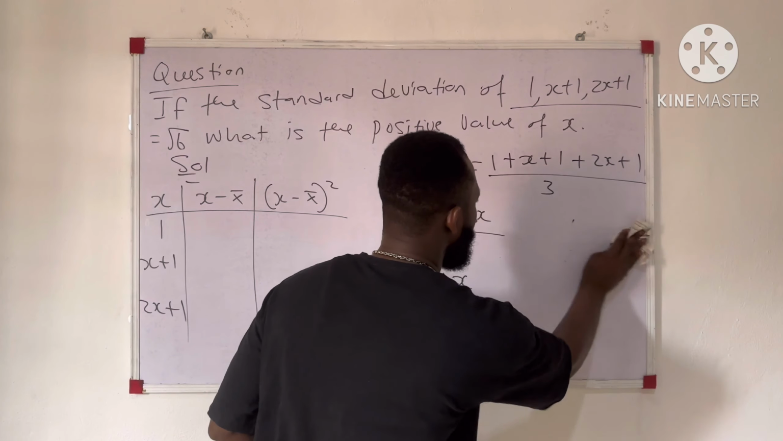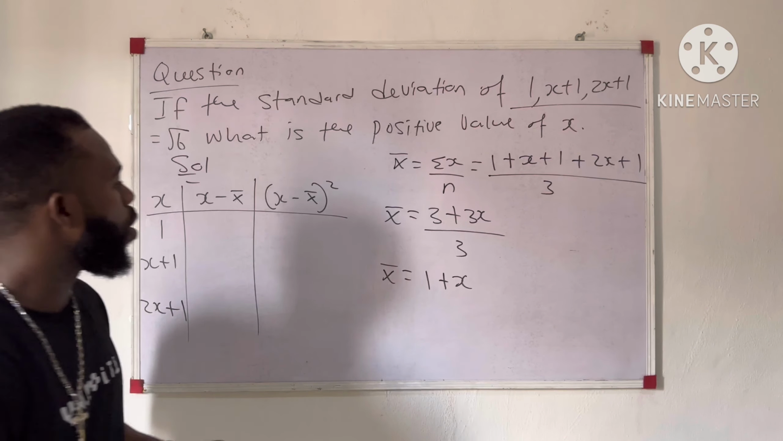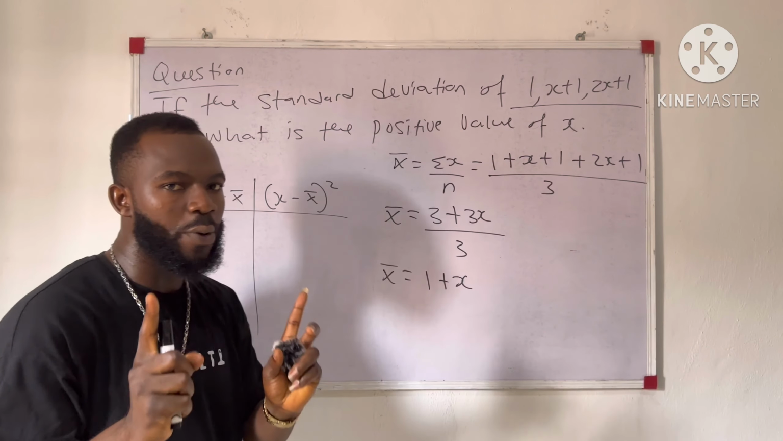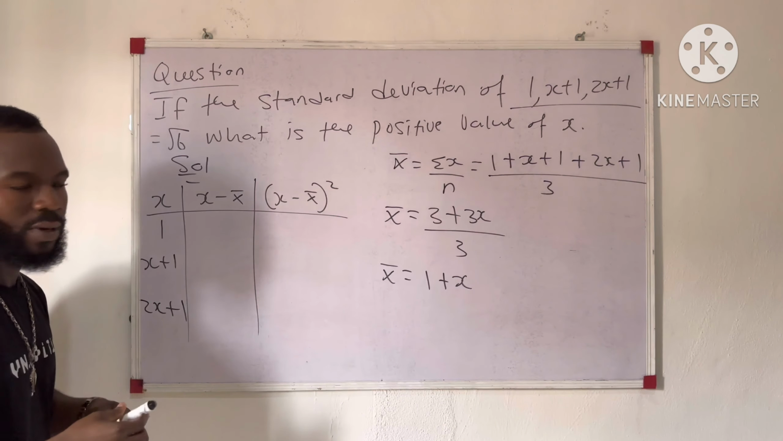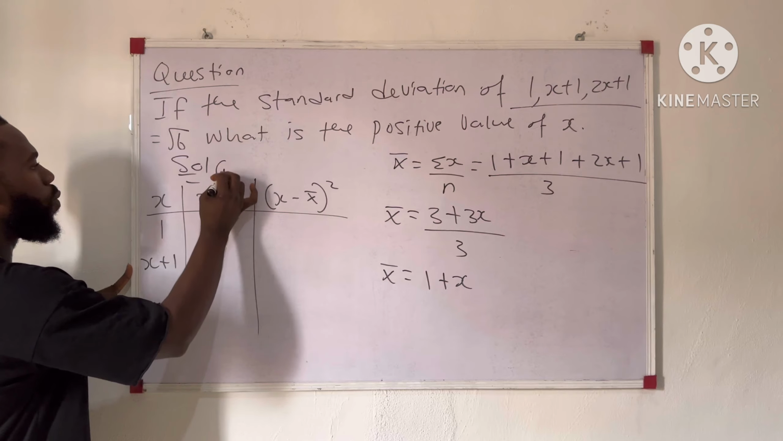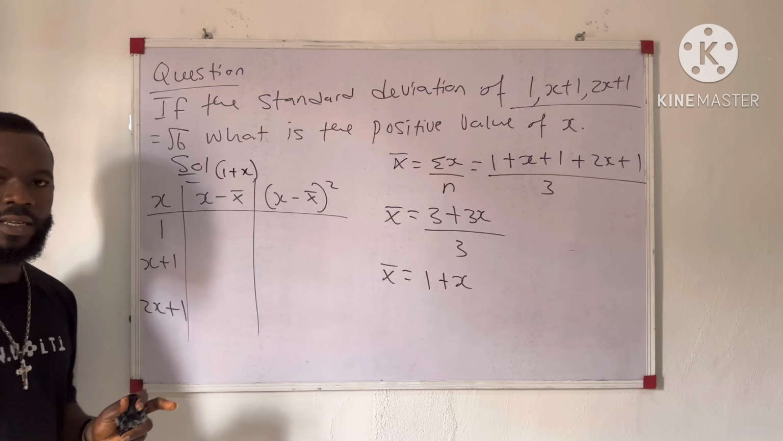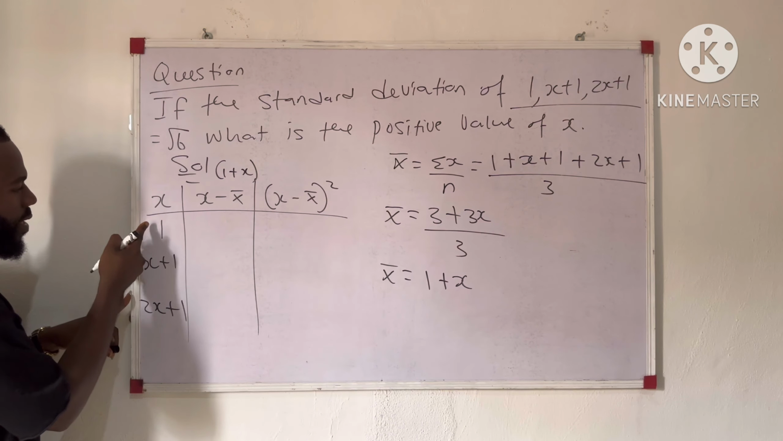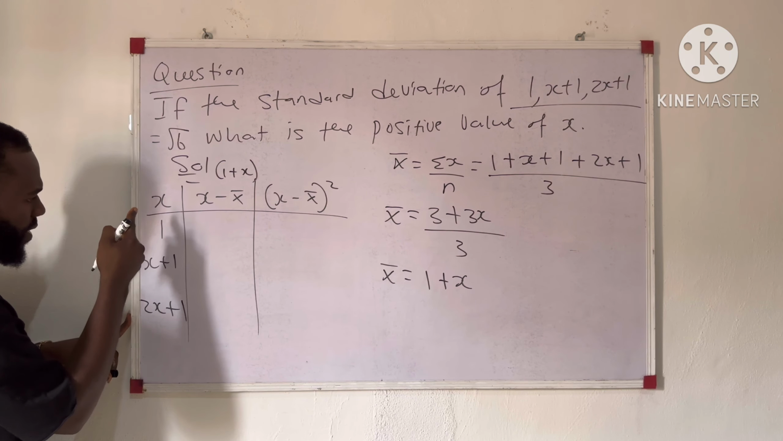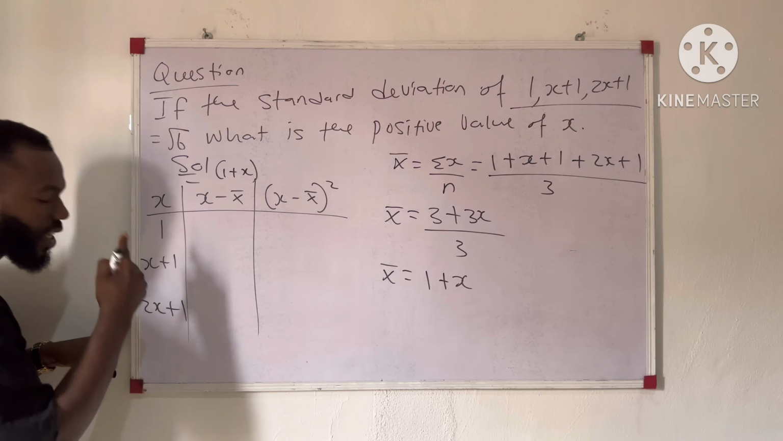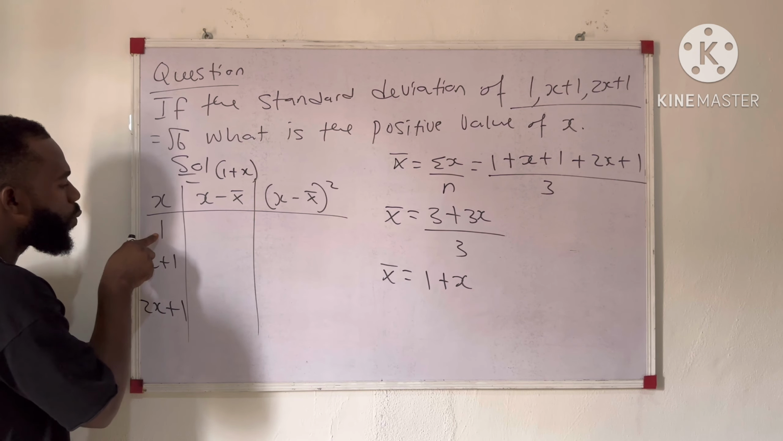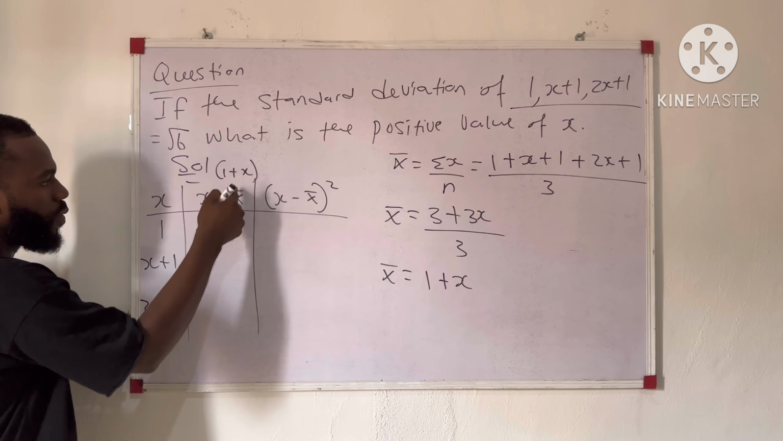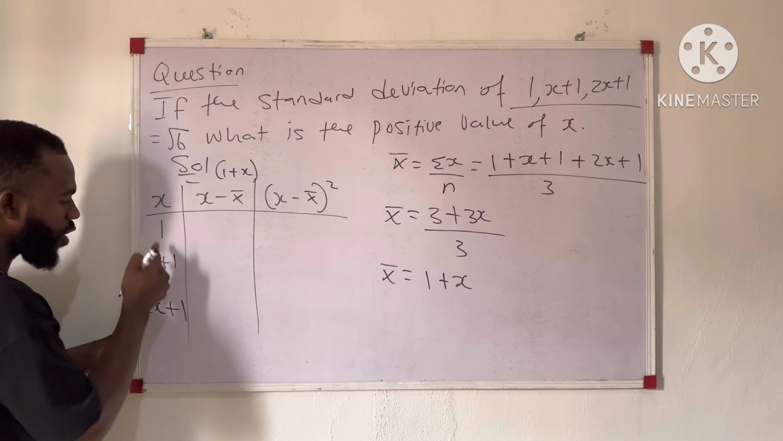Now that we know that our mean is 1 plus x, what are we now going to do? Let's come back to the table. Now our mean is 1 plus x. How can we get this column? Very easy. X here represents 1, x plus 1, and 2x plus 1. So it means we will subtract the mean from each of these data.